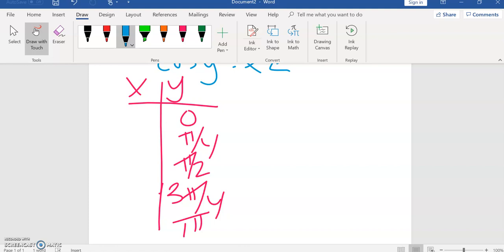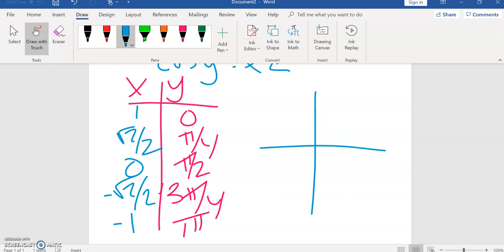And then I'm simply going to do this. So the cosine of 0 is 1. The cosine of pi over 4 is radical 2 over 2. This is 0. This is negative radical 2 over 2. And this is negative 1.